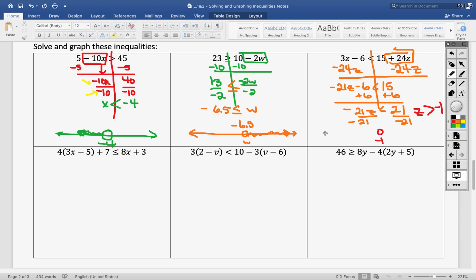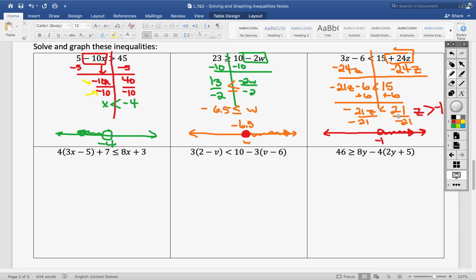Oh, I did a very bad thing. Someone should be like, Miss Wood, you silly lady. On this graph, what didn't I do correctly? Well, it's or equal to, extra line, extra color. I should have filled in that sucker.